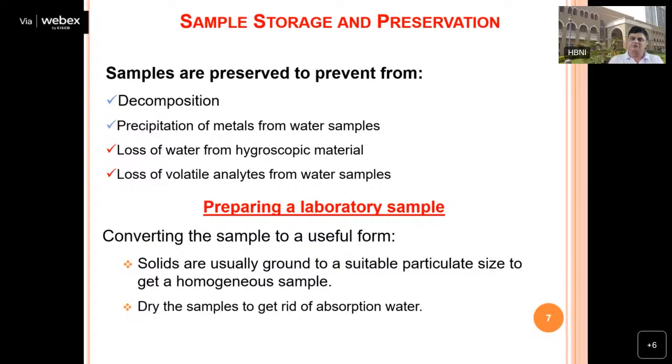And then, most of the sample has to be reported in the dry form. For example, if you give the concentration in milligram per gram of the soil sample or milligram per gram of any other thing, it has to be on a dry basis only. And that also has to be written very clearly, that you are reporting on a dry basis only. So dry the sample to get rid of the absorbed water.